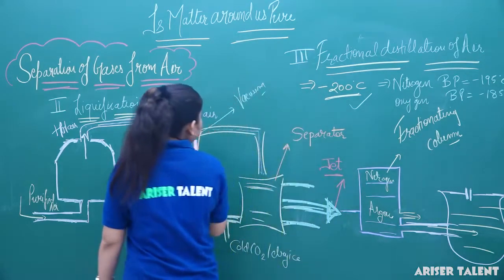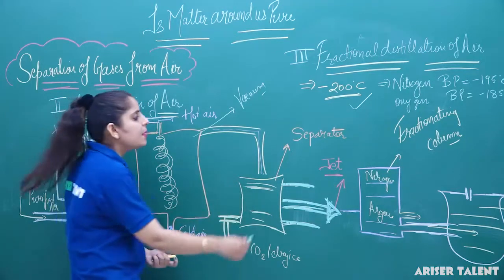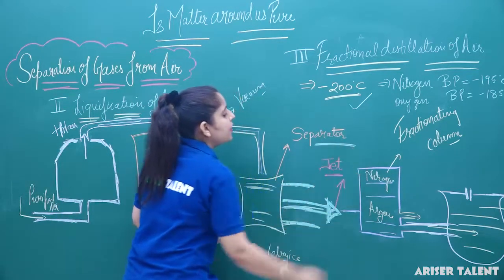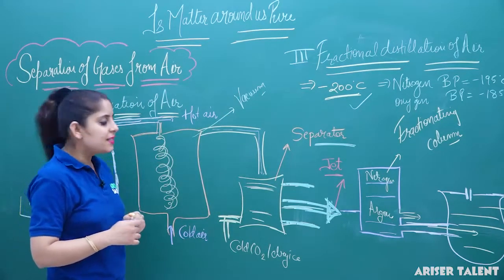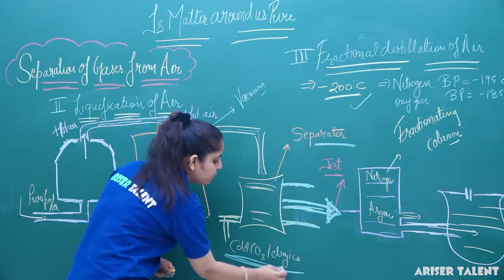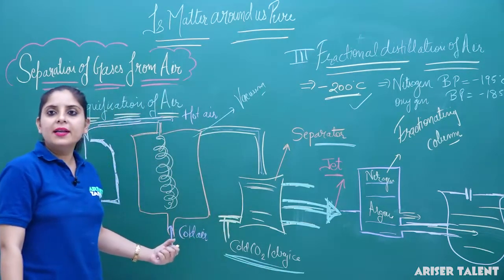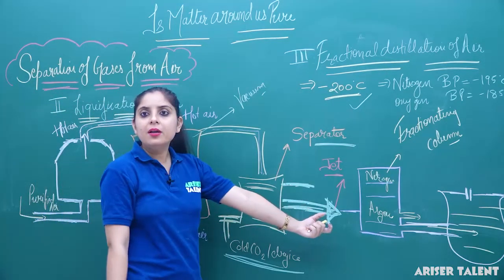Now this air is going to pass through this chamber, and this chamber is nothing but a separator. What is the function of the separator? The separator is going to separate the gases. So you can see that the cold CO2 escapes out from here. So cold CO2 you are getting in a different section. So the whole system is now connected to the jet.